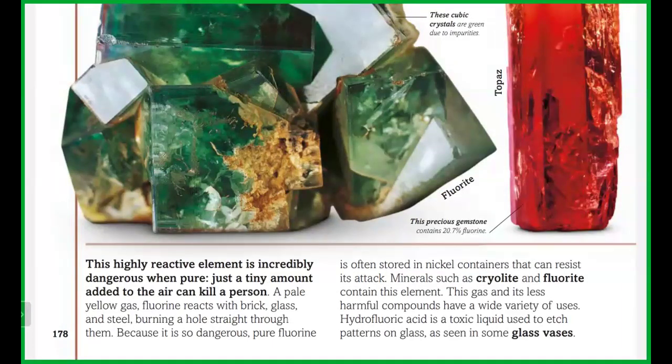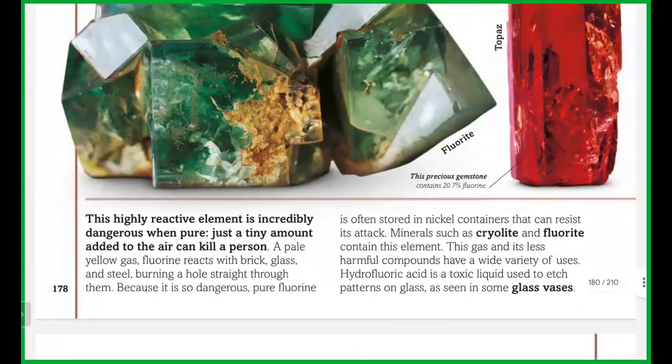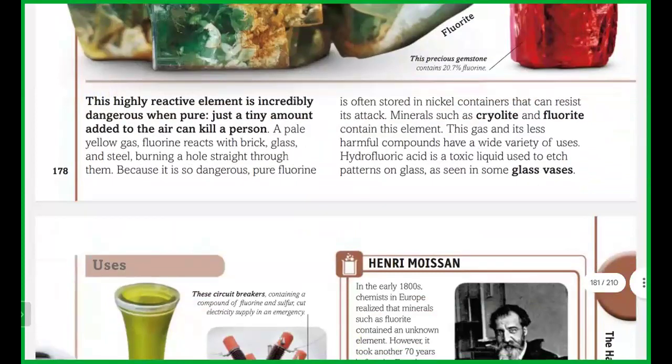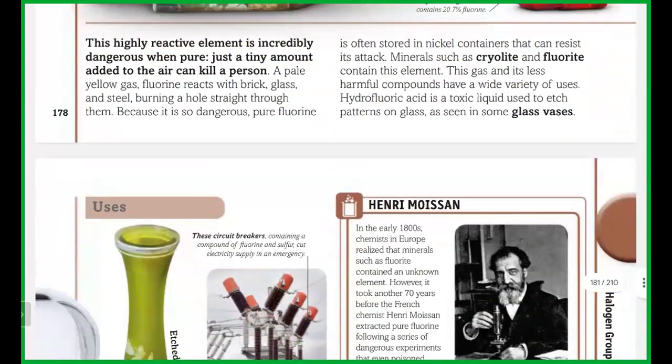Minerals such as cryolite and fluorite contain this element. This gas and its less harmful compounds have a wide variety of uses. Hydrofluoric acid is a toxic liquid used to etch patterns in glass, as seen in some glass vases. Right there. Can you see the vase over there?